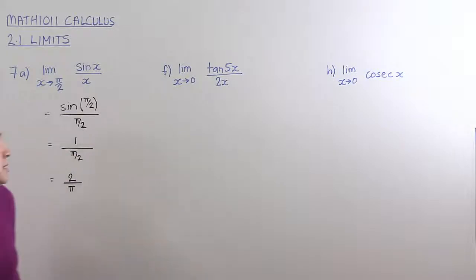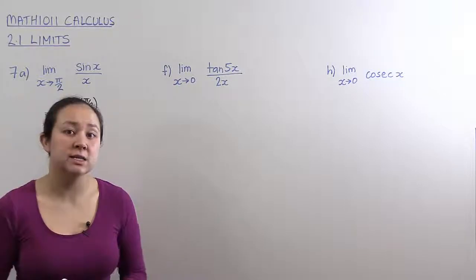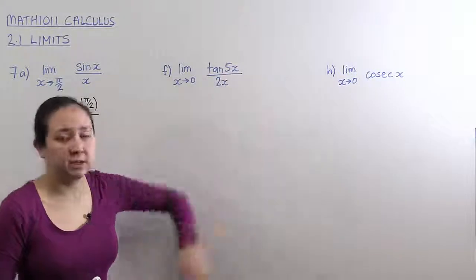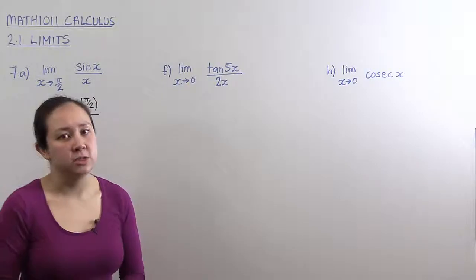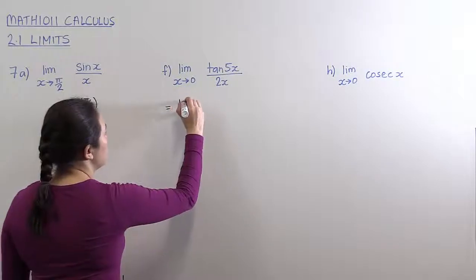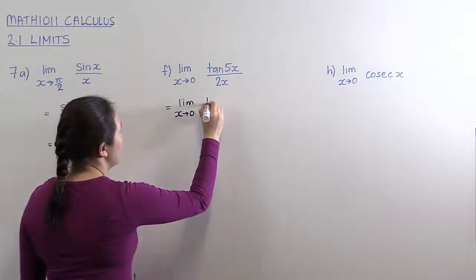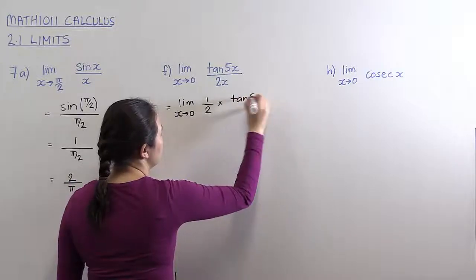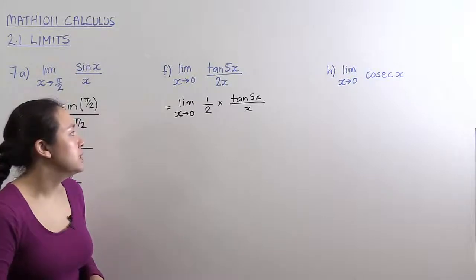For part F here, our main idea is that the limit as x tends to 0 of tan x on x is equal to 1. Here we don't have tan x on x, we have a tan 5x. So we really need a tan of 5x over 5x to use this fact about limits of tan. So let's get a tan of 5x on 5x. Let's simplify this expression here. I'm going to take this half out, write it as a half times tan of 5x over x.